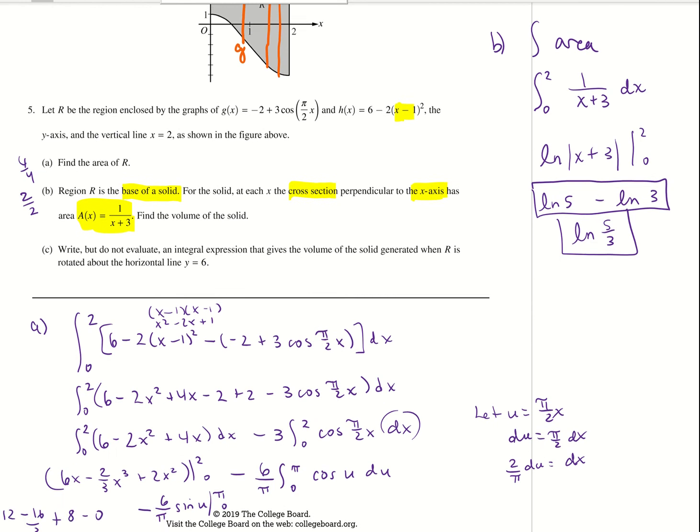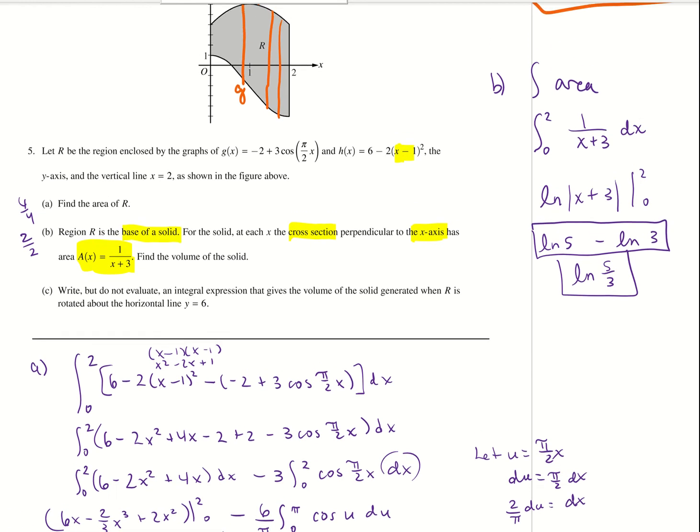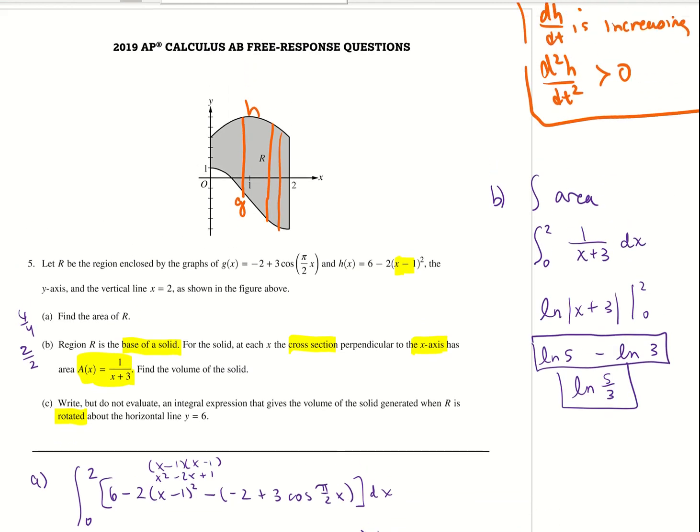All right, let's do C. Write, but do not evaluate an integral expression that gives the volume of the solid. All right, so volume generated when R is rotated. Okay, so we are going to be using either a disk or a washer method here. And specifically, we're rotating this along the horizontal line where y is equal to 6. Remember, this was H, this was G. The horizontal line y equals 6 is right here.